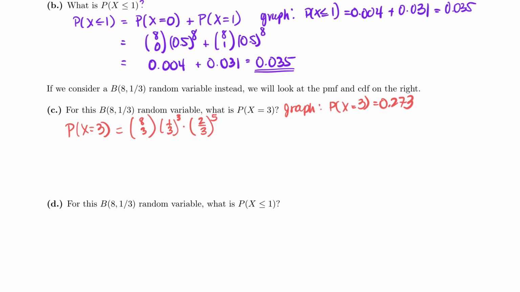So we have 8 choose 3 successes, times the probability of success raised to the number of successes, times the probability of failure raised to the number of failures. And when we find this, we do in fact end up at 0.273. So what I'd like for you to do is try to find our probability that x is less than or equal to 1 from the graph and using the formulas. So I want you to pause the video and try to use the formula to calculate the probability that x is less than or equal to 1.